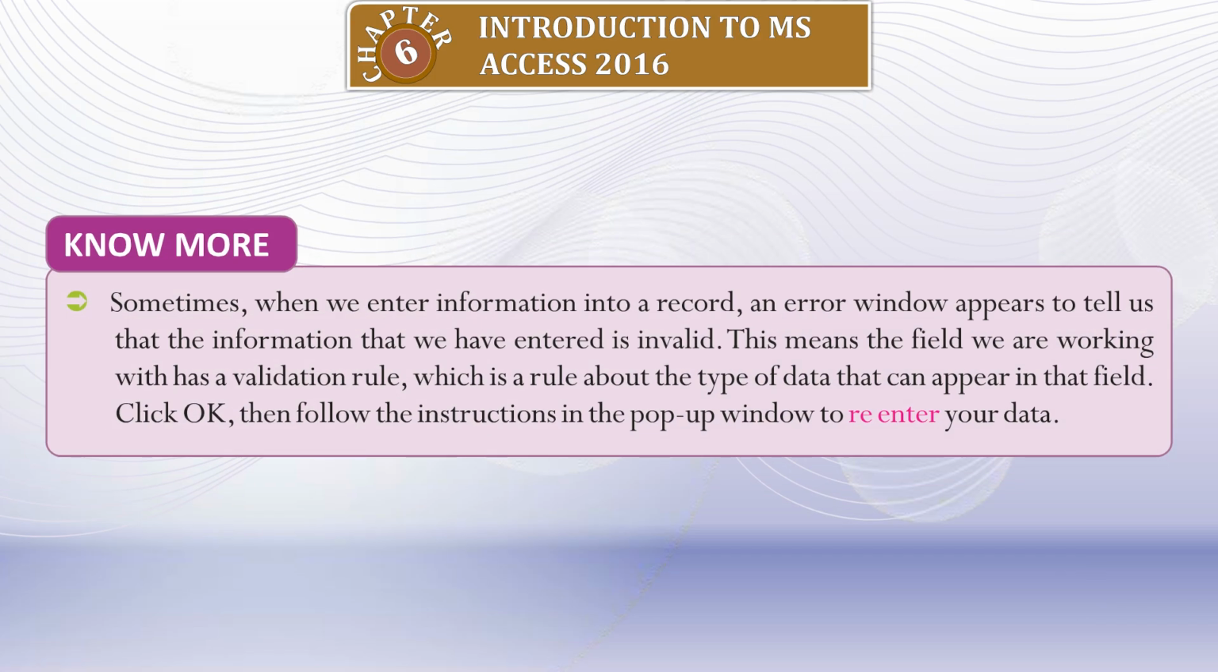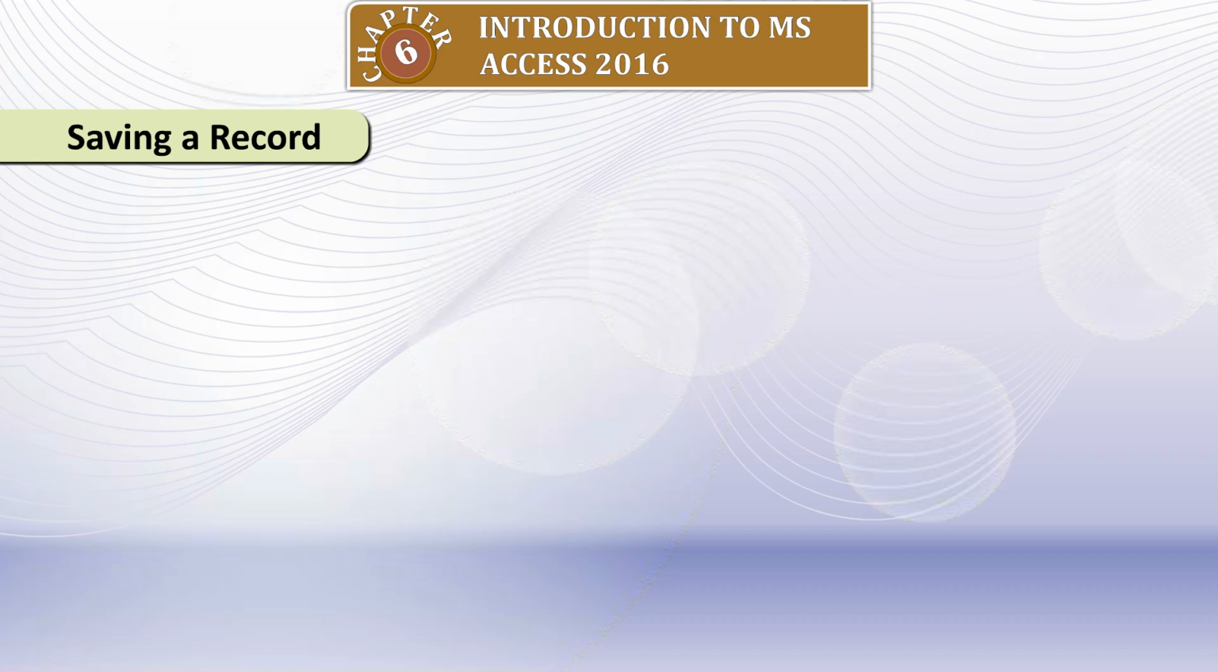Sometimes when we enter information into a record, an error window appears to tell us that the information that we have entered is invalid. This means the field we are working with has a validation rule, which is a rule about the type of data that can appear in that field. Click OK, then follow the instructions in the pop-up window to re-enter your data.